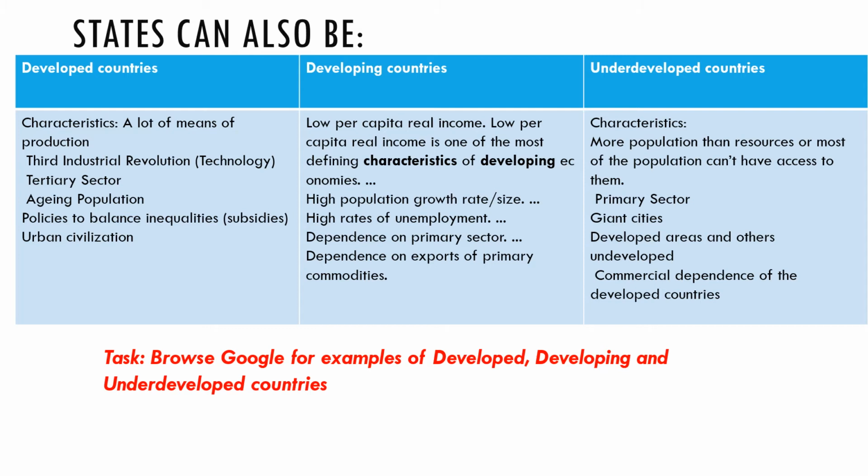They are focused on the primary sector, whereas the developing countries will most likely focus on the secondary sector, and they have giant cities, developed areas, and undeveloped ones. They might have cities with a high level of development, and on the other hand, countrysides where they don't even have electricity. They have a commercial dependence on the developed and developing countries.